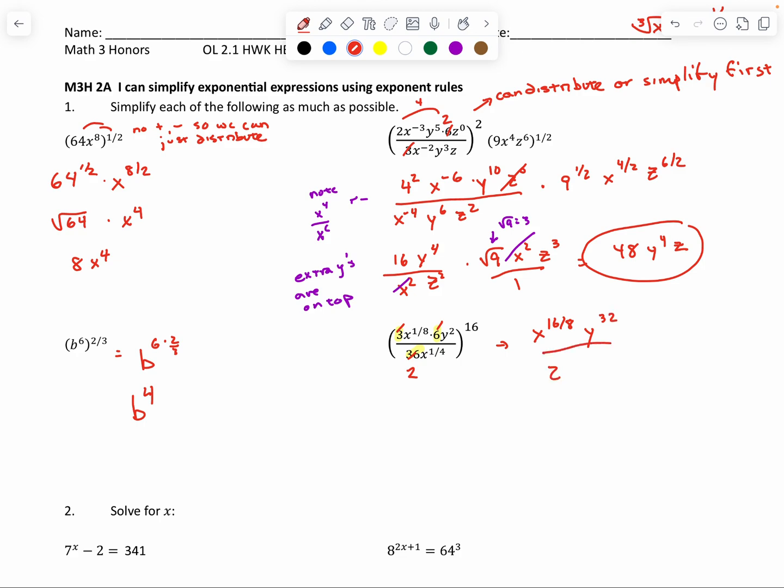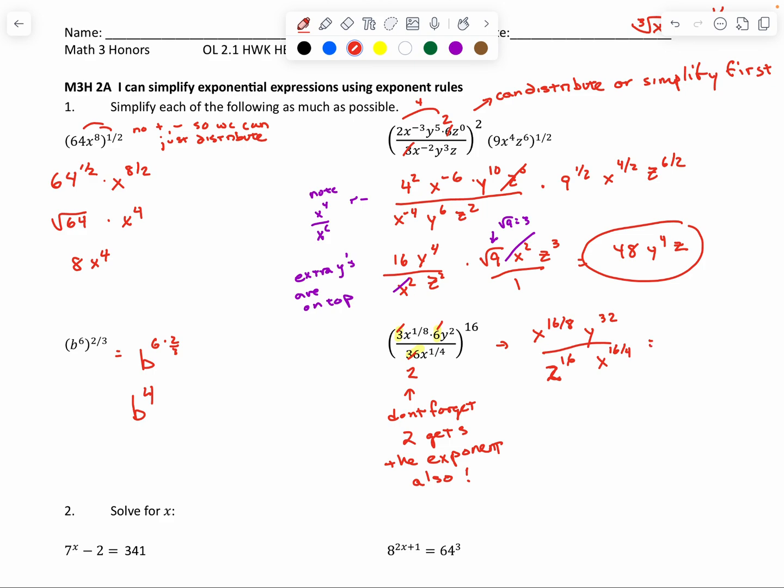Don't forget it's 2 to the 16th. That's one of the main things people do: they'll distribute to the variables, but they won't distribute to the numbers.